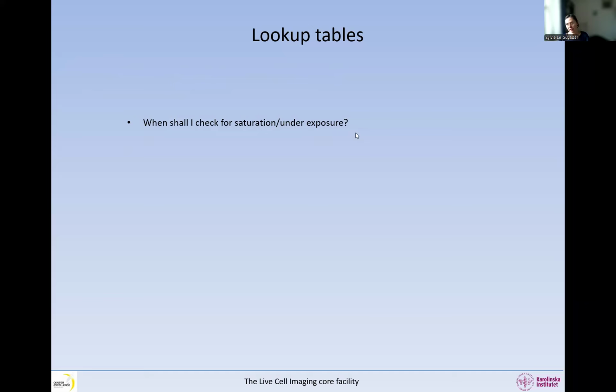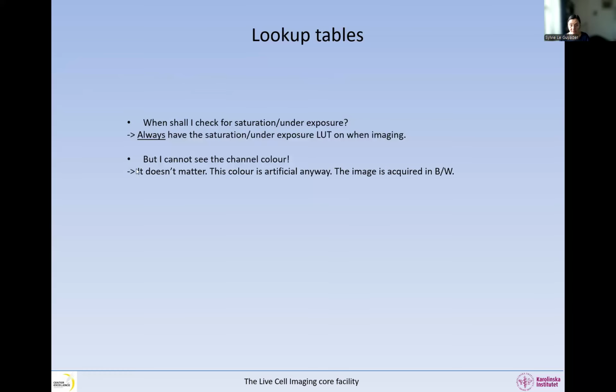So when shall I check for underexposure and saturation? Well, just leave the mask on all the time. Always have this mask on, because this is an artifact, and again, your images are likely to be rejected. The worst thing that can happen is that your data is wrong. So leave this on, okay? Oh, but I cannot see the channel color. Yeah, it doesn't matter. This color is anyway artificial.